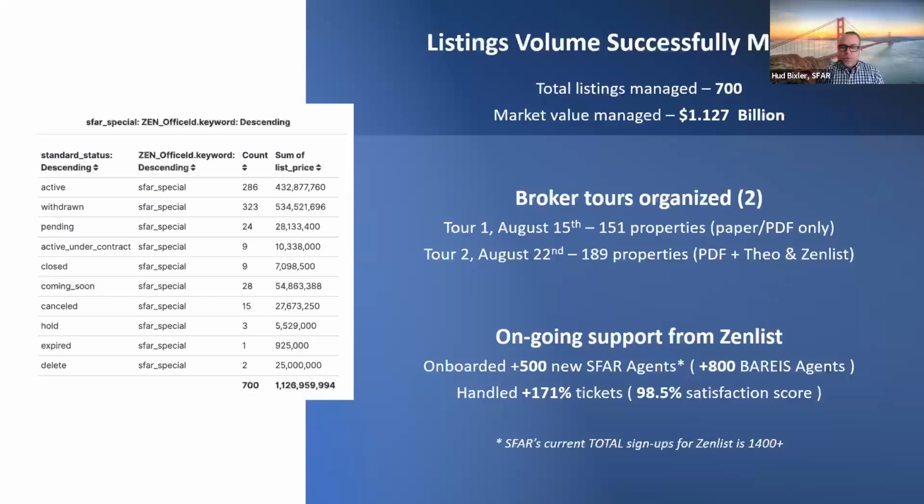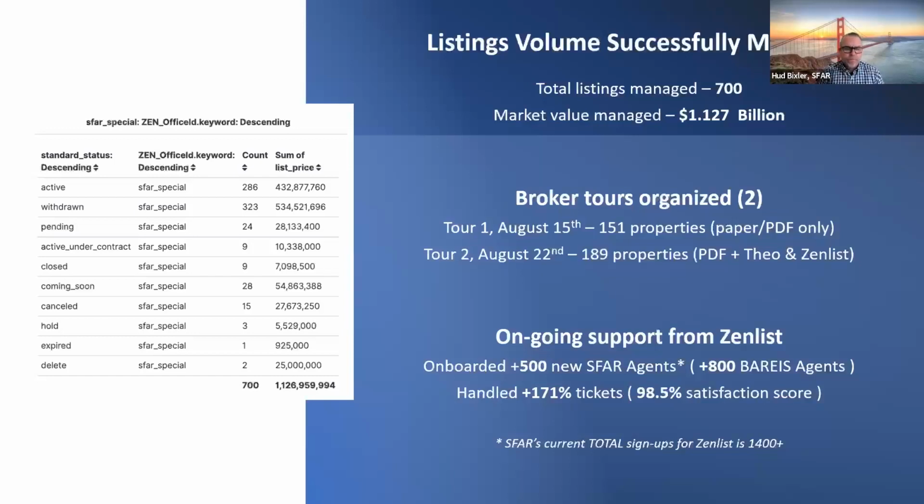So we essentially went through the process of setting up a Google form to make sure that we could intake broker tour requests. Also, you could add tour requests to Zenlist, and we made sure that both on August 15th and August 22nd, you received a PDF with 151 and 189 properties. Those are also available in Theo and in Zenlist. So you did have electronic versions of that.